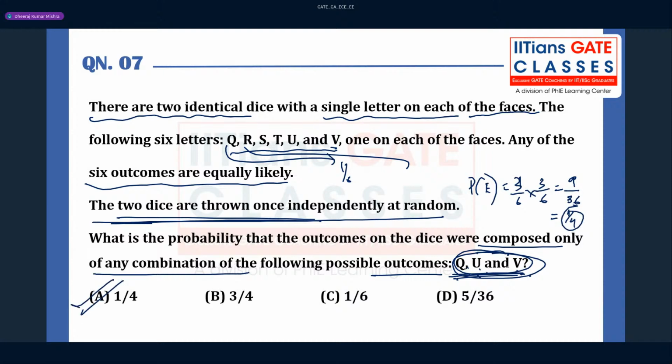Because see, QUV, you want this kind of outcomes. QUV means 1 by 6 plus 1 by 6 plus 1 by 6, so that is 3 by 6. And you are going to throw the dice two times, I mean once independently at random. Two dice: in the first dice you have thrown, you got QUV. Again, in the second dice, you got QUV. So the answer is 1 by 4.